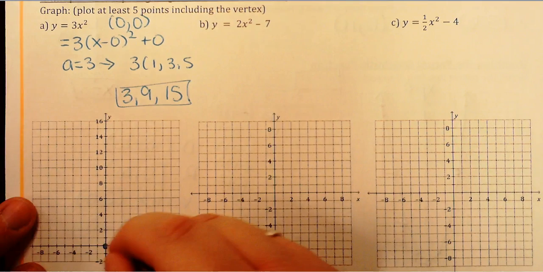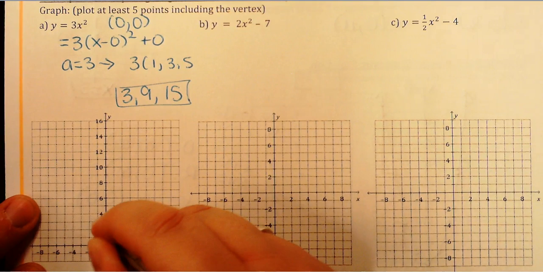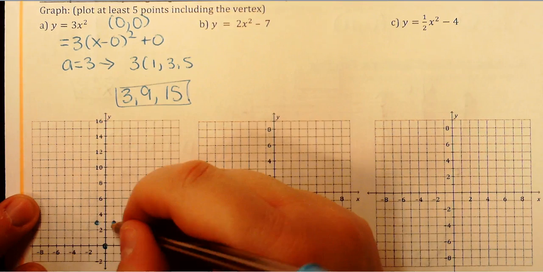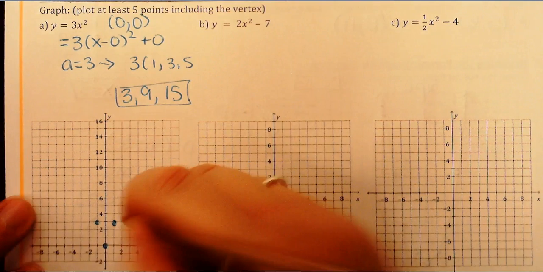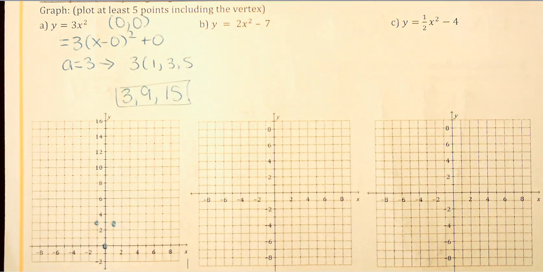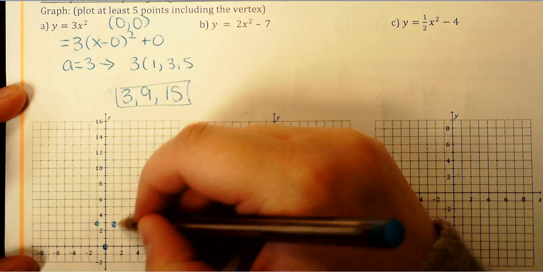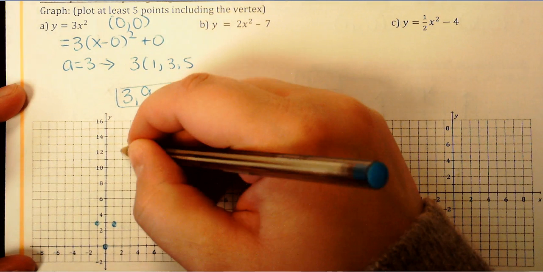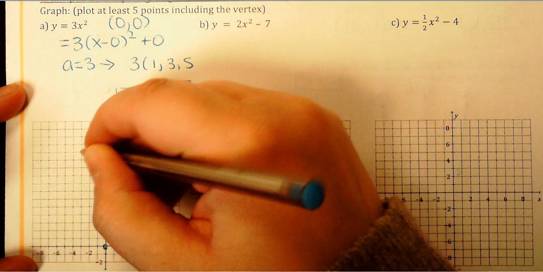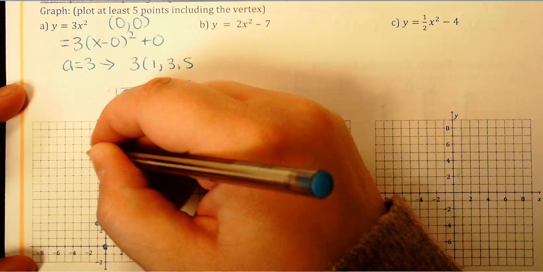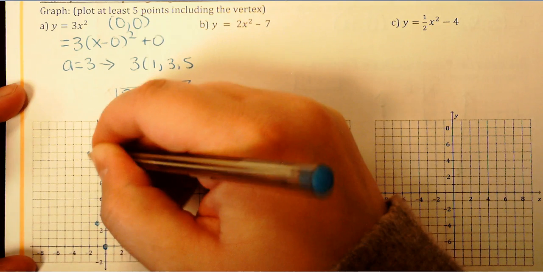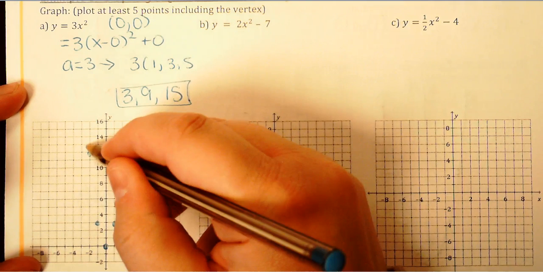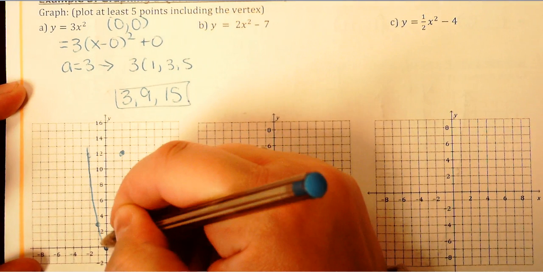Okay, now here's my pattern. From the vertex, over 1, up 3 on either side. Then from there, just follow that pattern. Over 1, up 9. Let's see, we're going up to the 9. Be way up here. Now, with the window you guys have on this, we're not going to be able to do the 15. There's not enough room, so this is just really narrow.